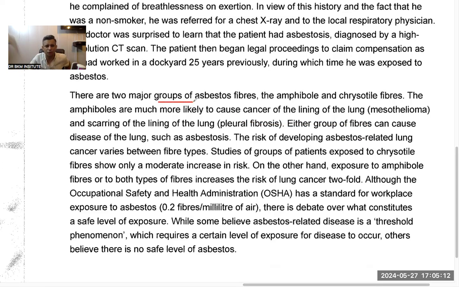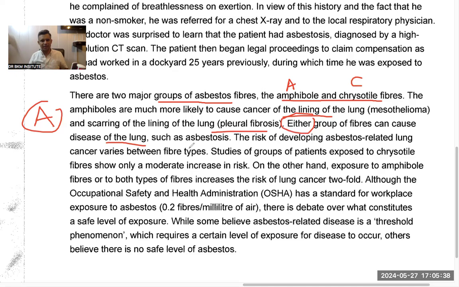There are two major groups of asbestos fibers, A and C. Never read it completely. Just read A and C. It will make your life 10 times easier. The A fibers are much more likely to cause cancer and scarring. So A is dangerous. Simple. Either group of the fibers can cause disease of the lung. So either means both. Both can cause problems, but cancer can be caused by A.